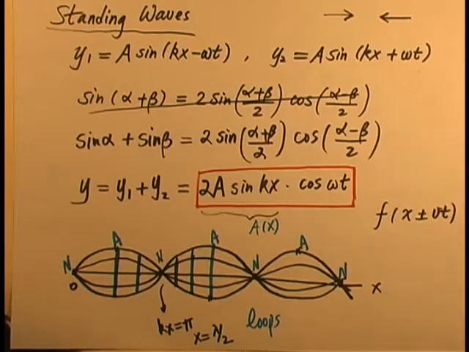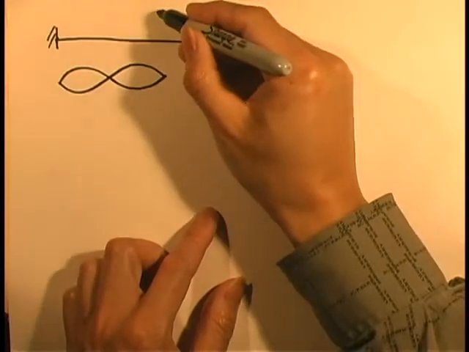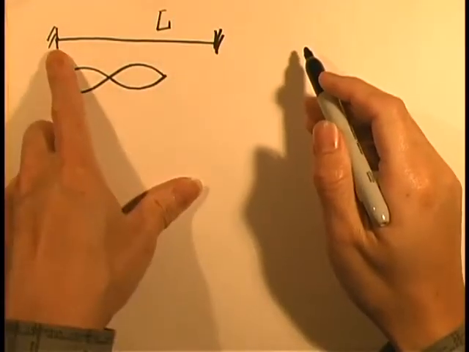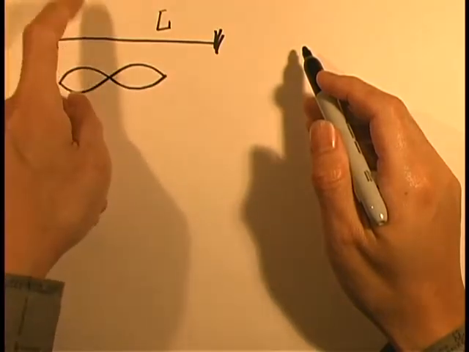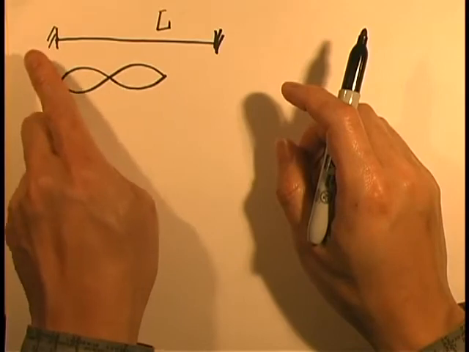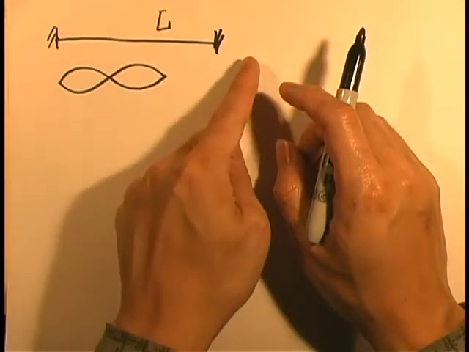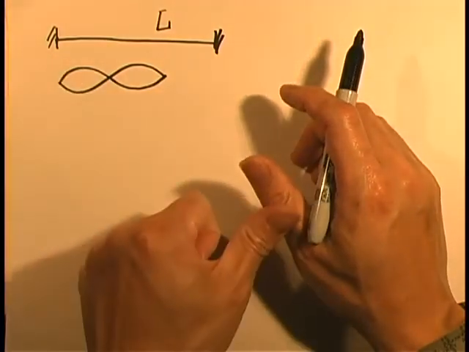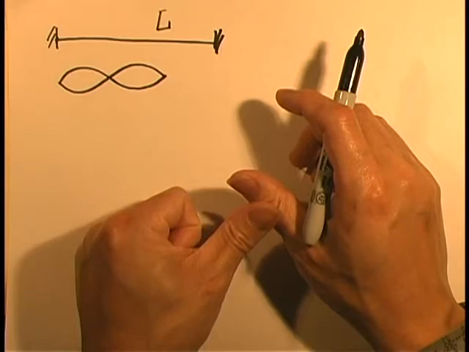Now, imagine we have a string of a certain length L. It is fixed at both ends. If I disturb the string, I'm going to cause a wave traveling to the left and to the right, and when they hit the wall, they bounce back. So eventually you're going to have two waves, one traveling to the right, another traveling to the left, and they're going to interfere with each other to form a standing wave. So eventually you're going to get these loops.